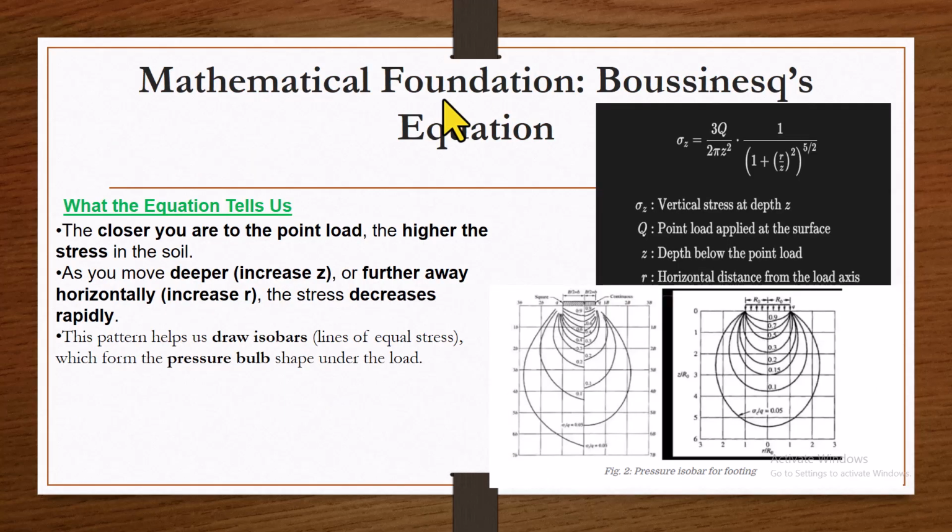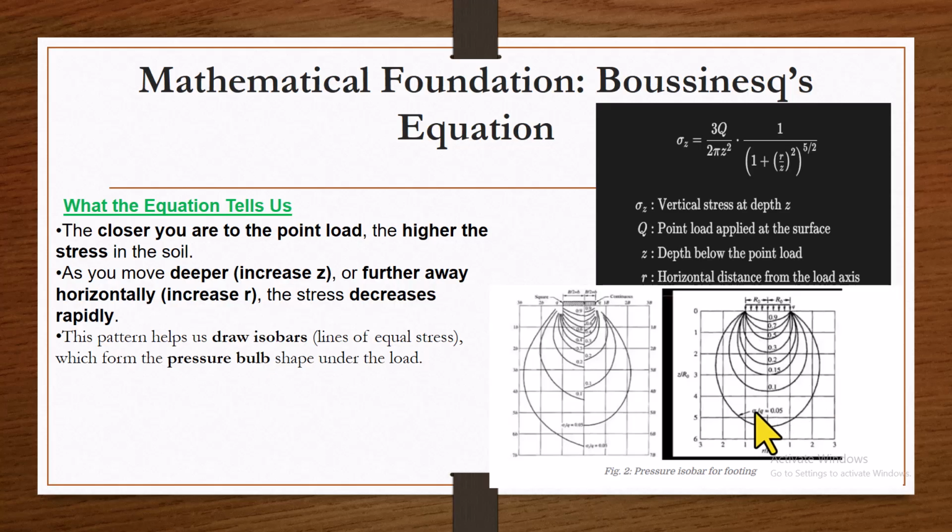One of the persons that worked on this is called Boussinesq. He gave a simplified formula, and this formula estimates the vertical stress at a particular depth. Also, you can estimate the depth if you know the stress as well. So this is the mathematical equation that is used to estimate the pressure isobar.